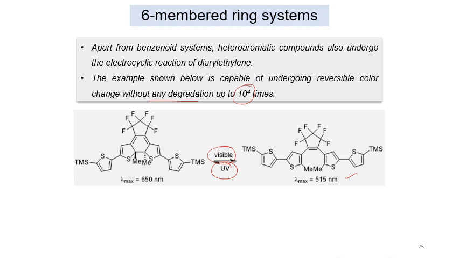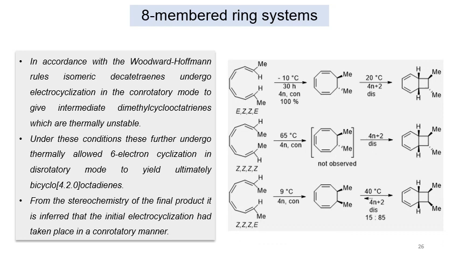Moving further to 8-membered ring systems, in accordance with the Woodward-Hoffmann rules, the decatetraenes can undergo electrocyclization in the conrotatory mode. So how many electron systems do we have? We have 2, 4, 6, 8. That means a 4N system. A 4N system will obviously, under thermal conditions, give you a conrotatory electrocyclic reaction.